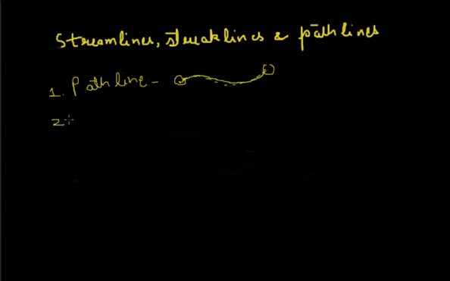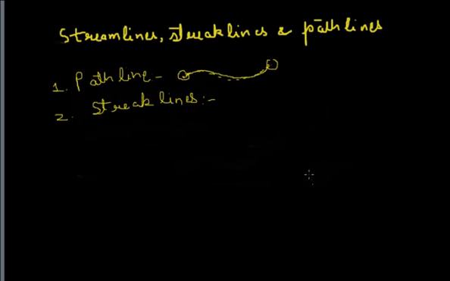Next is your streak lines. Now streak lines are instantaneous phenomena. At any instant, a streak line is the locus of the subsequent particles passing through a fixed point. In order to elaborate this, we will consider a flow past an object. Suppose this is an object.